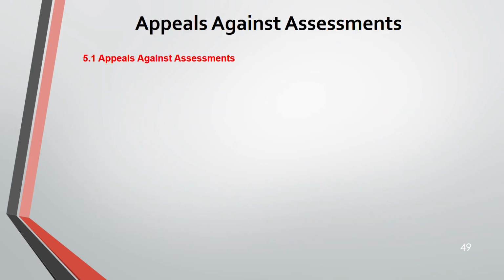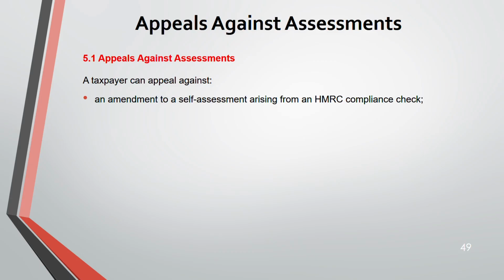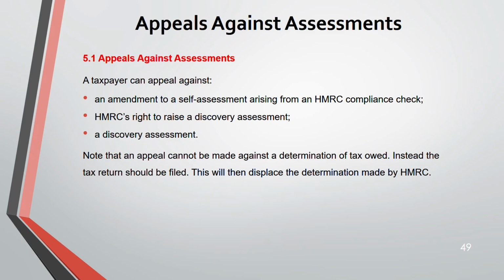Now, fifth one, appeal against the assessment. Yes, a taxpayer can appeal against any amendment to the self-assessment done by HMRC that arises from HMRC's compliance check. HMRC's right to raise a discovery assessment, the taxpayer can appeal against that also. But an appeal cannot be made against the determination of the tax owed. Instead, you have to file the tax return. If you file the tax return, then only it will displace the determination made by HMRC.